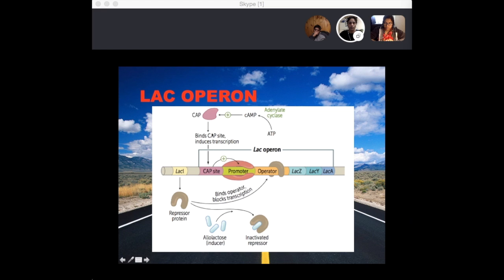the entire complex will then bind to a CAP site that is in the initiation location. So it's going to bind to the CAP site on the DNA. And that is, in turn, going to stimulate the promoter, and specifically RNA polymerase, in order for transcription initiation.